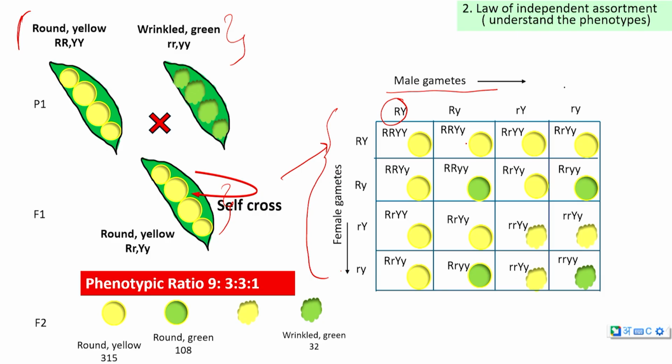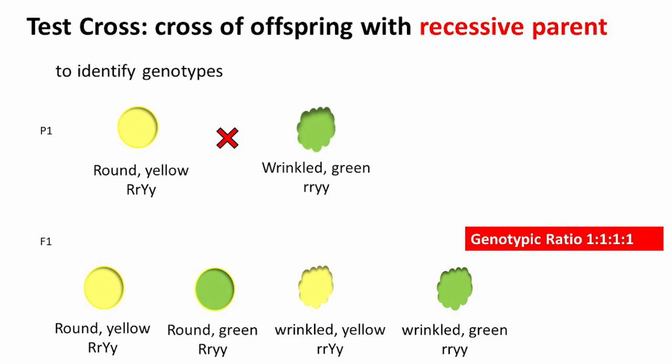One more thing, just by looking at the seed, you do not know the genotype, right. So, a round and yellow could be capital R, capital Y, small y, or round and yellow could be capital R, capital Y, capital Y. So, how will we know the genotype? To understand the genotype, we apply a test cross.